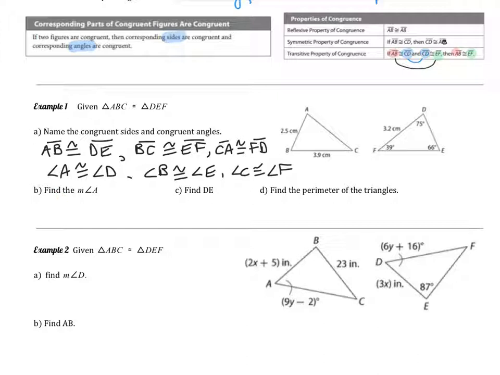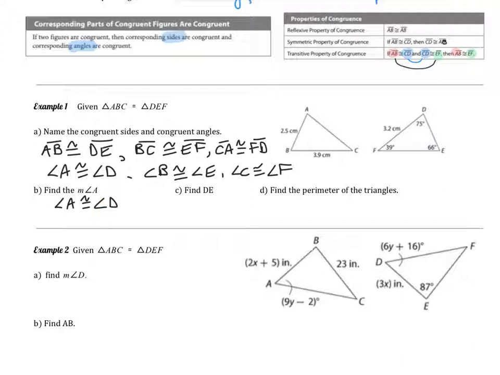From there, we can use these different congruent statements to help us find these different parts. First, they want us to find the measure of angle A. So I'm going to start with this congruent statement. I'm going to say angle A is congruent to angle D. That's from right here. And I can see here that angle D is 75 degrees.